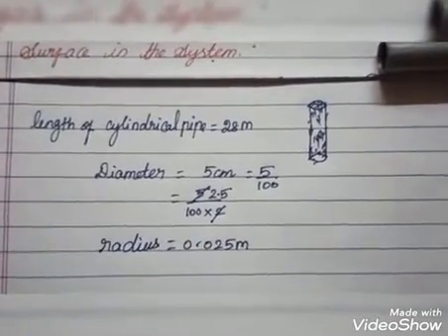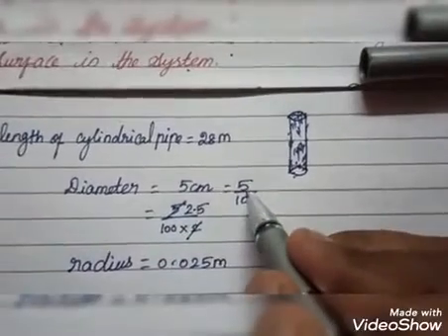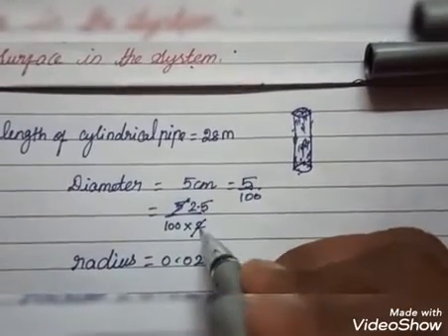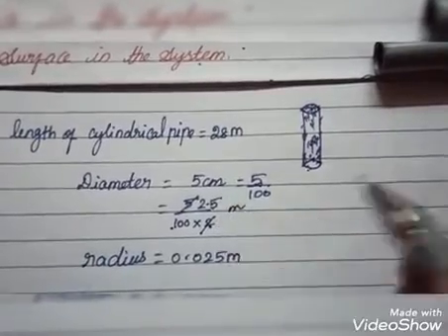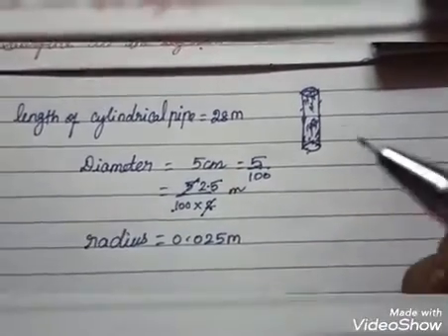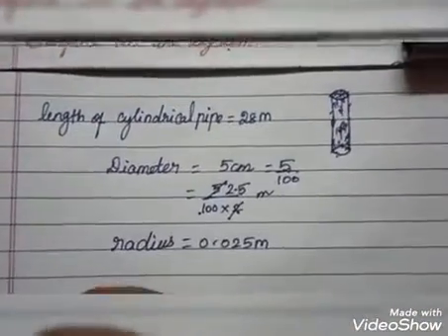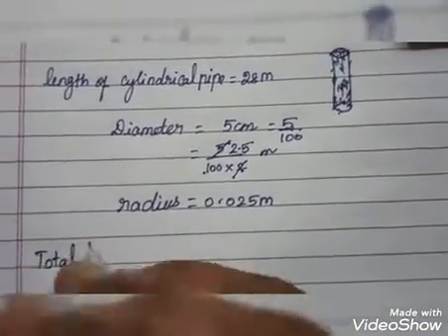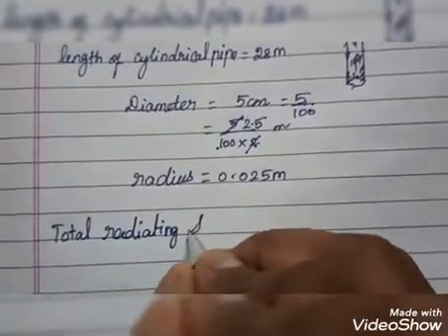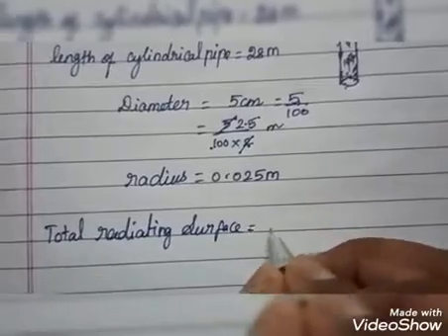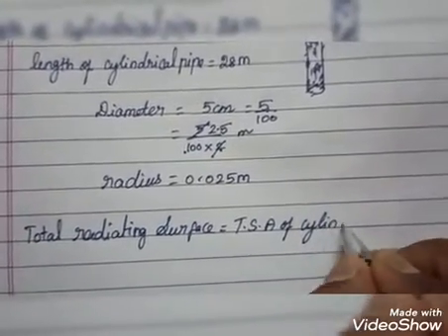This is the radius of the cylindrical pipe. How does it happen? Half of the value of 5. You divide by 2, and divide by 100 to convert centimeter to meter. You get 0.025 meter. So now what do you need to find? The total radiating surface, which is equal to the total surface area of the cylindrical pipe.